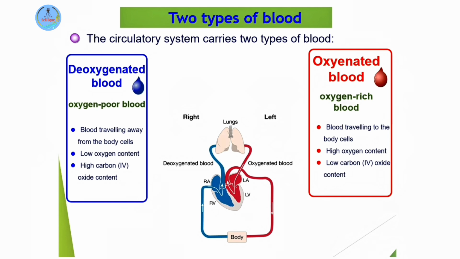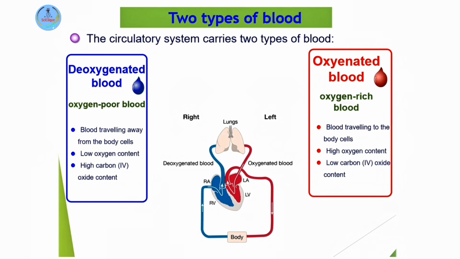And where is it going to be taken to? To the body tissues and cells. Remember what he said? Oxygen is required by the cells to carry out respiration. So, oxygenated blood has a higher content of oxygen and a lower content of carbon dioxide.